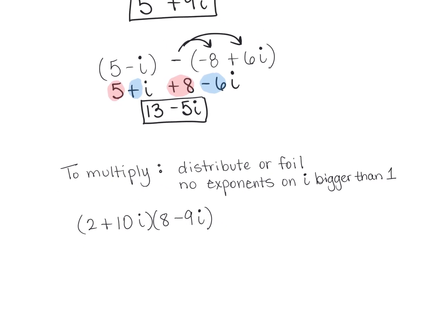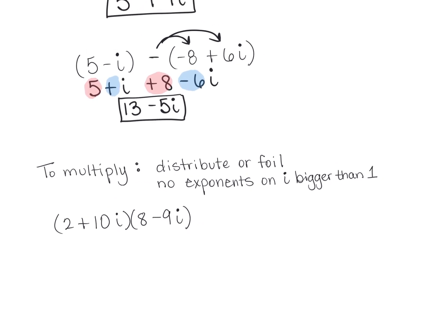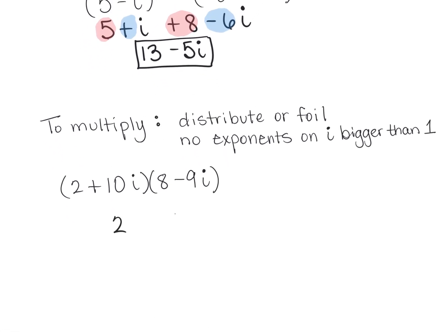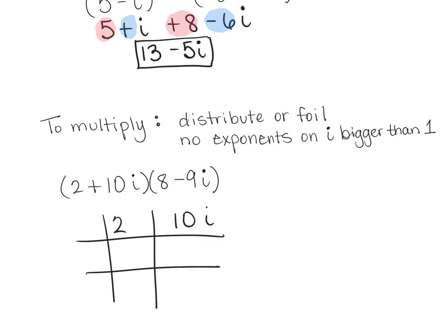Again, the exponent on i does not change, so that would be my final answer. So to multiply them, you have to either distribute or FOIL or box, whichever way you do it. And you cannot ever leave exponents on i's that are bigger than 1. So for this first one that we have here, we're going to take 2 and 10i, and we're going to multiply this by 8 times -9i. So 2 times 8 gives me 16. 8 times 10i is 80i. I have -9i times 2 is -18i.